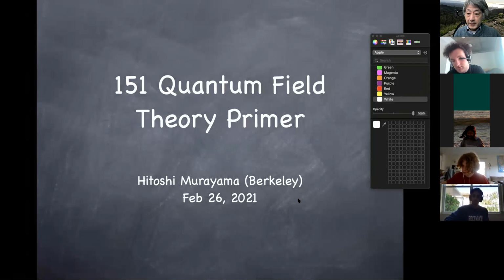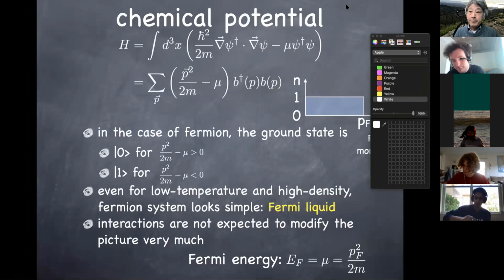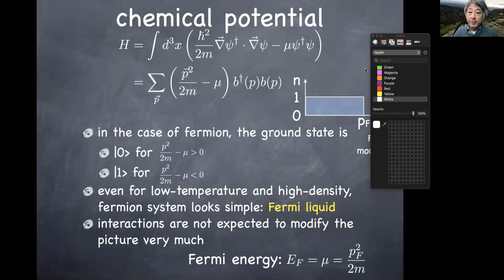All right, so let's get started. So we talked about the fermion system with the chemical potential mu, which is positive now. And then we found the ground state is given by basically all states with energies up to the chemical potential, called the Fermi energy, occupied, and all states above that energy vacant, unoccupied, and that is the ground state of the system. And so this is the situation we call the Fermi liquid.